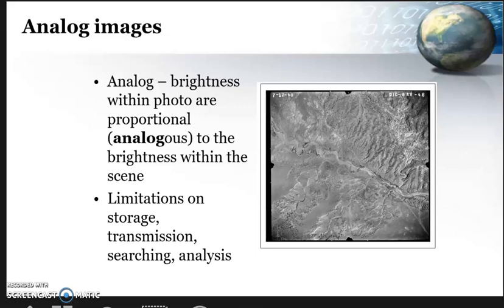An image is a two-dimensional representation of objects in a real scene. Remote sensing images are representations of parts of the Earth's surface as seen from space. The images may be analog or digital. Aerial photographs are examples of analog images, while satellite images acquired using electronic sensors are examples of digital images.